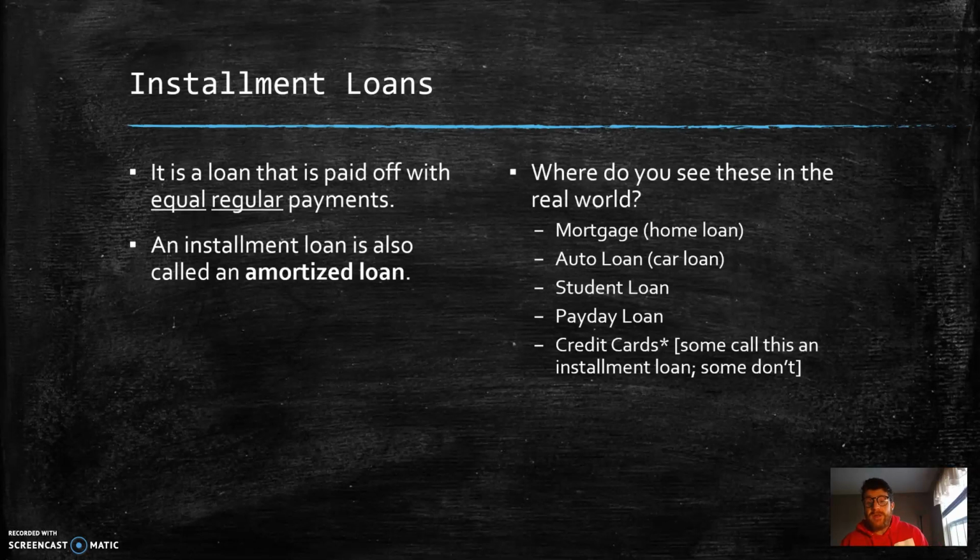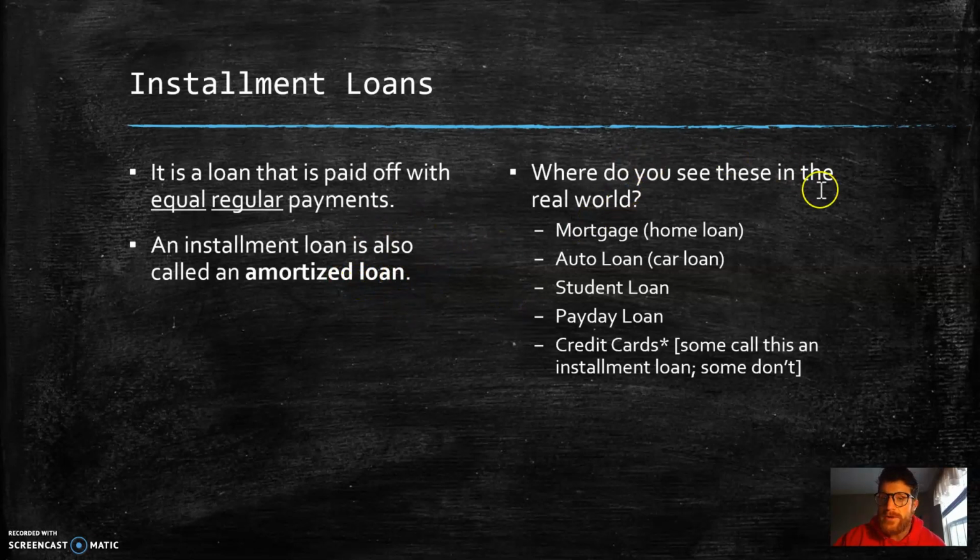So what is an installment loan? An installment loan is a loan that is paid off with equal regular payments. Those are the two big words here. Equal, meaning they're all the same, and regular, meaning you pay them on a regular basis, like monthly, right? They're also called amortized loans.